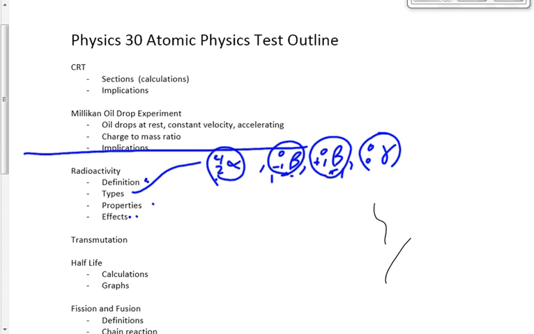Transmutation. Transmutation, we're changing one element to the other. We can do that by radioactivity. We can also do that by fission and fusion. The idea with transmutation is that we have to write reactions, write equations.